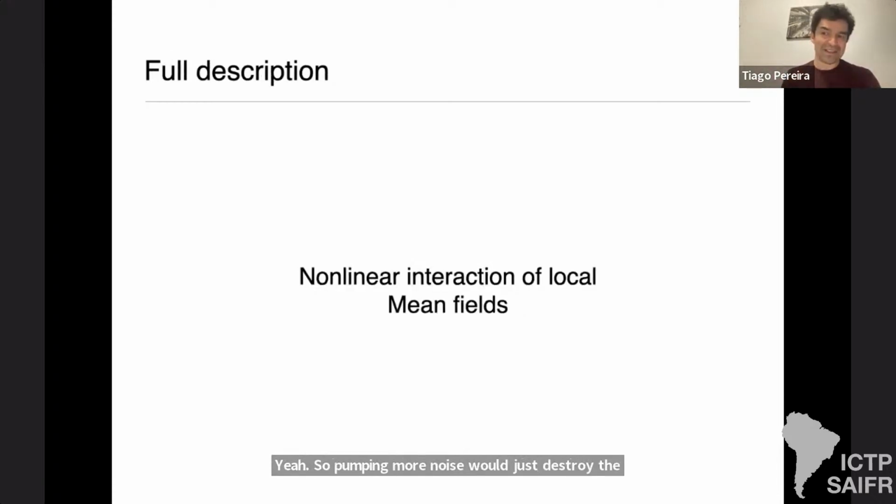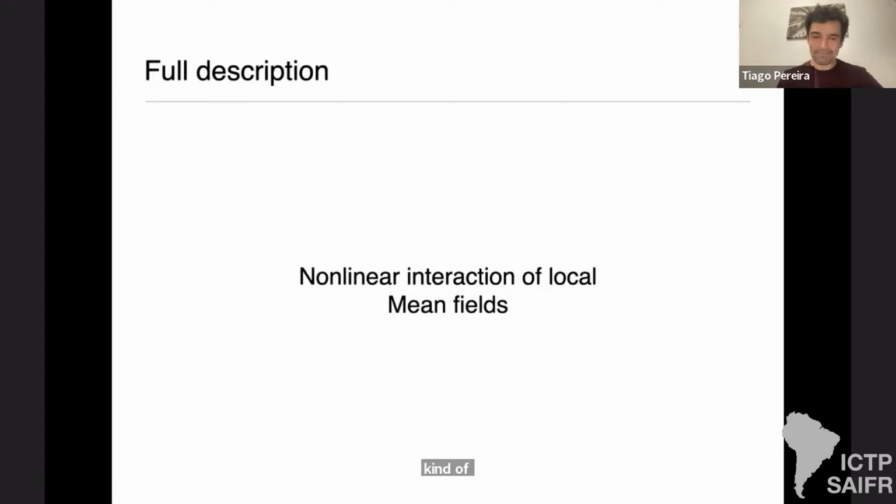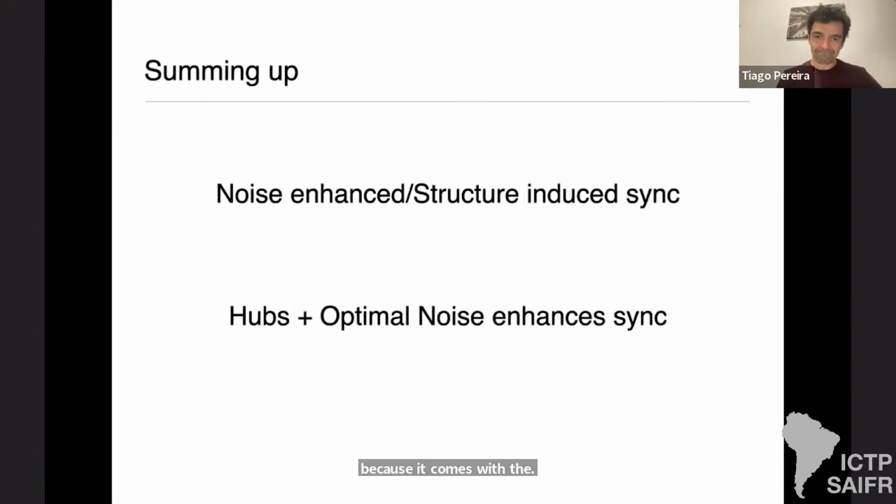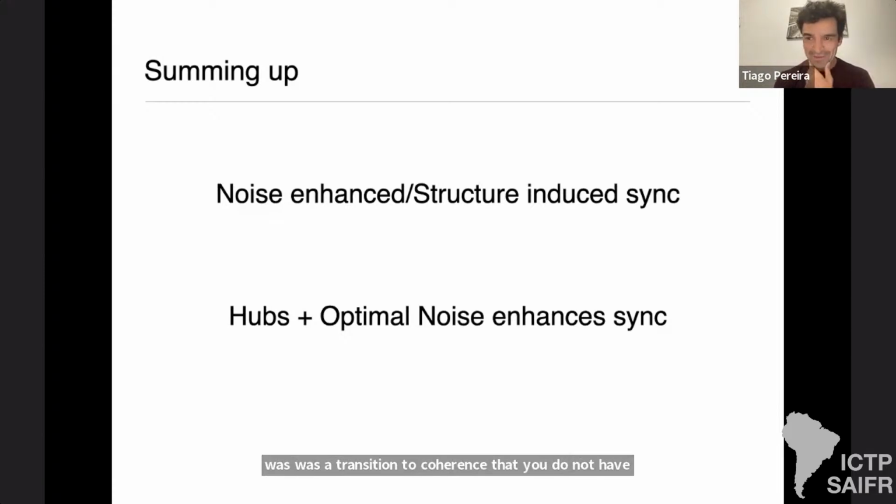The full description, as I said, requires some kind of mean field theory, which you can do in this model because it comes with the group. So what I wanted to say is that in these particular networks, noise can synergize with the structure and create new phenomena. In this particular case, it was a transition to coherence that you do not have in deterministic systems. So thank you very much.